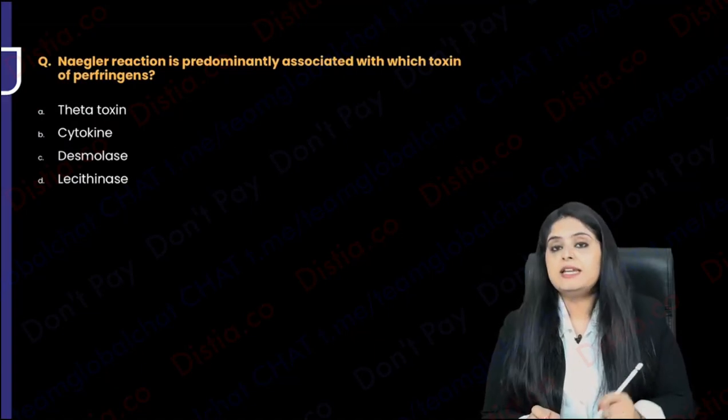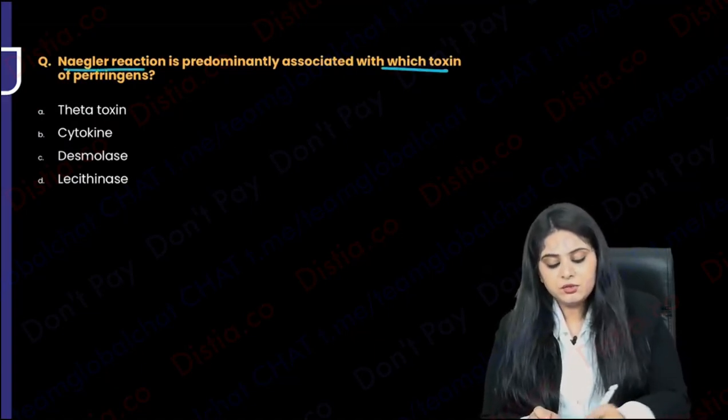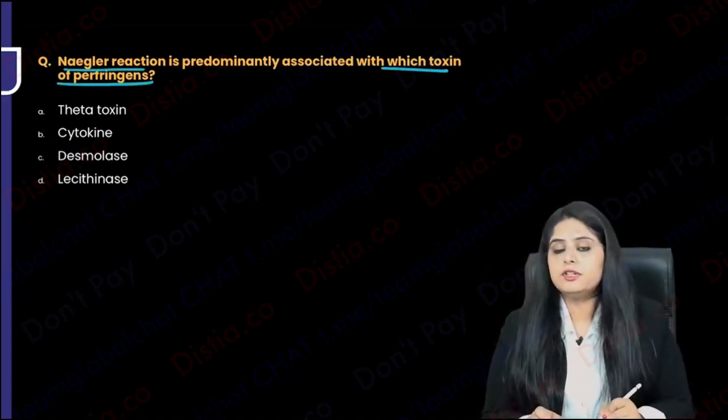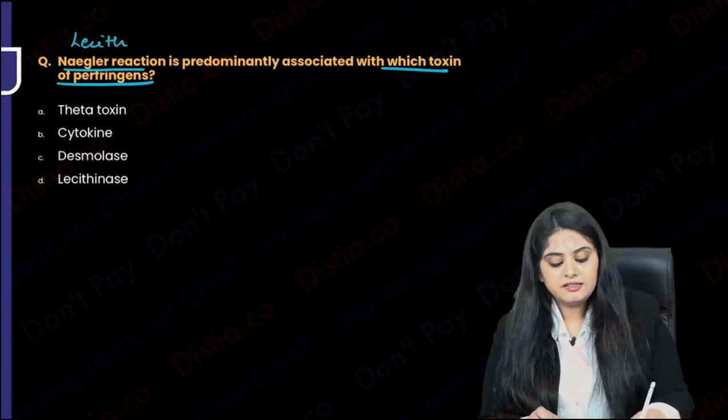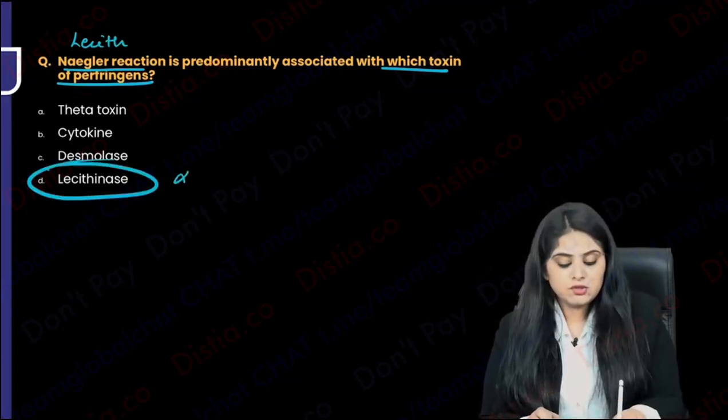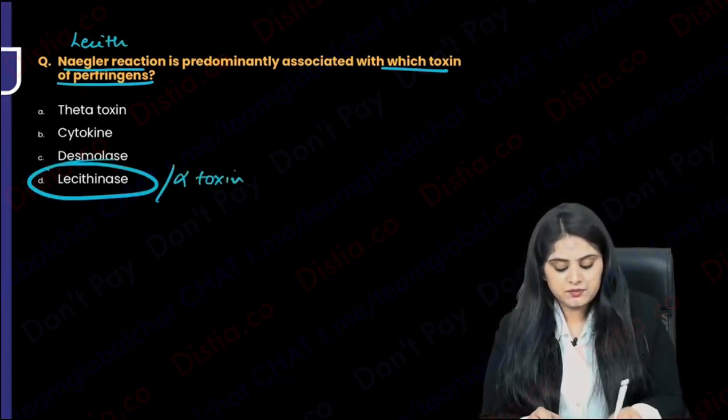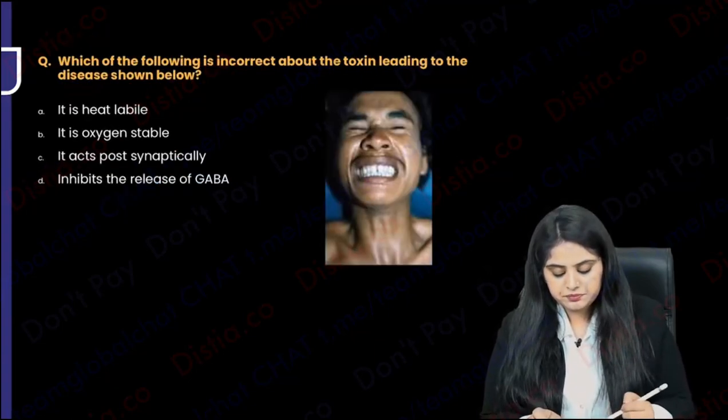Next question. Nagler's reaction is predominantly associated with which toxin of Clostridium perfringens? So Nagler's was to do with that lecithinase. Yes, I can see lecithinase in the options. Which toxin? That was the alpha toxin. Coming to the next question.